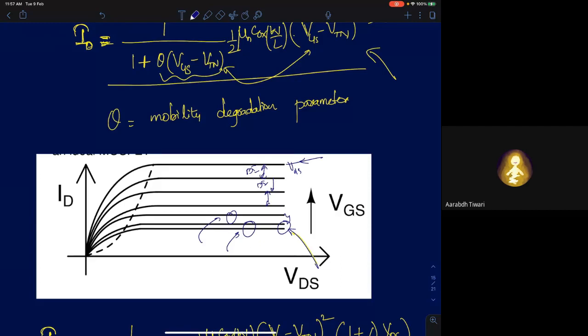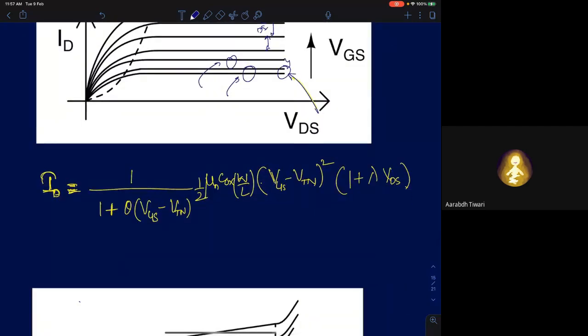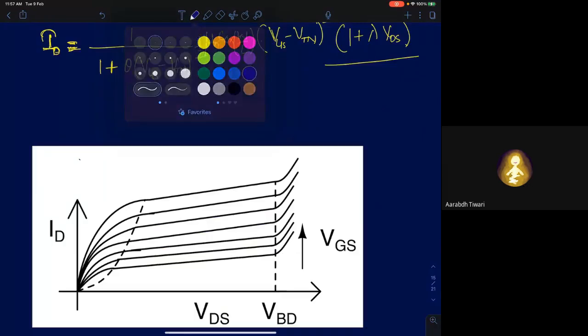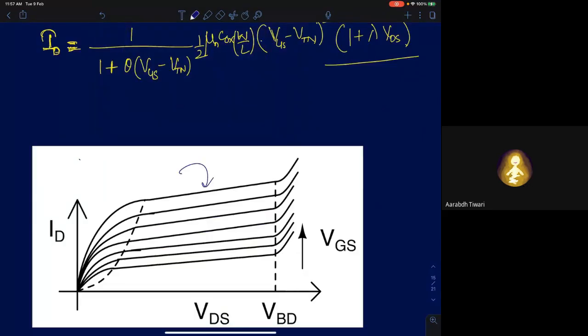If you want to include channel length modulation as well, it can still exist. Let me finish this. If you include channel length modulation, you'll have to add a factor of 1 plus lambda VDS to it. In that case, the graph will look something like this. This is a more exhaustive graph, with channel length modulation included.